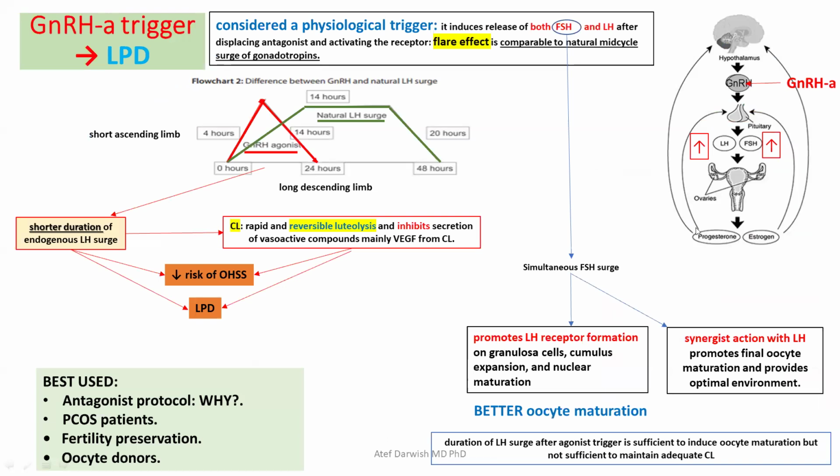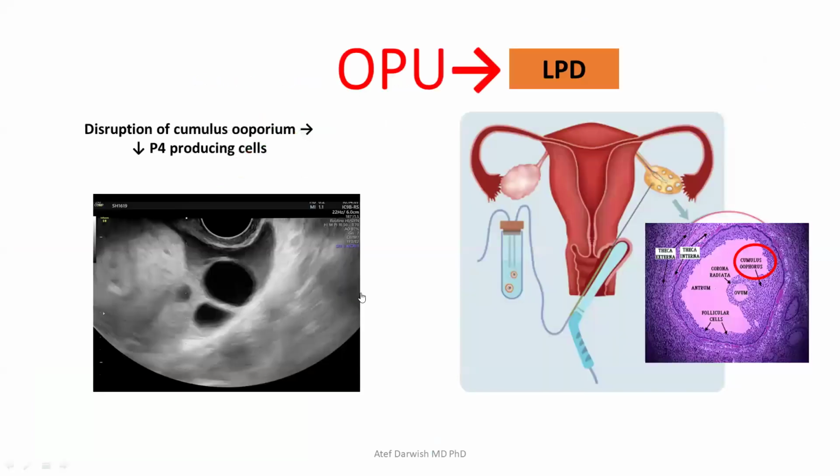GnRH agonist is causing luteal phase defect because of its short action. This is good and bad. Good for avoidance of ovarian hyperstimulation. That's why we make triggering by the GnRH agonist in cases of PCOS, patients liable to very heavy stimulation, or antagonist protocol. But this is bad as the luteolysis is rapid and reversible, and by this way decreased progesterone and luteal phase defect can occur.